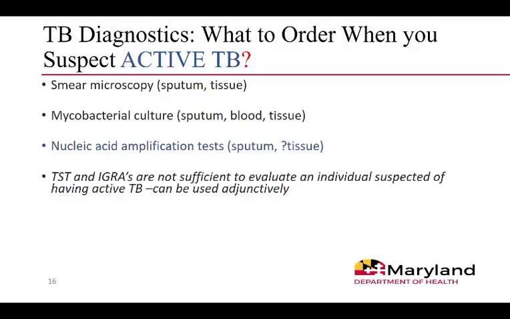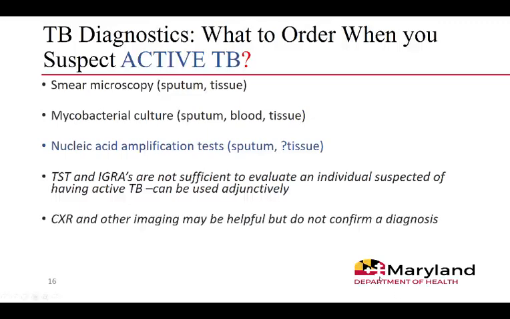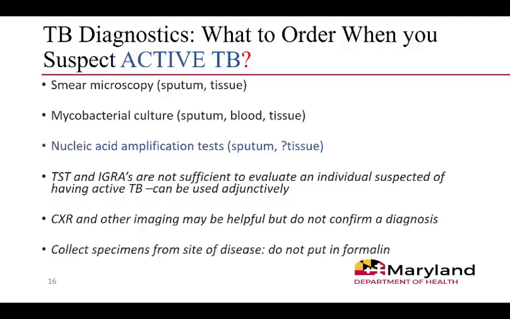Chest x-rays and other imaging can also sometimes be helpful to point clinicians towards a diagnosis of TB, though they are not confirmatory. When collecting samples from various sites of disease, it's important to remember to conduct microbiological testing before such samples or tissue samples are put into formalin or other forms of preservatives, which will compromise the viability of the organism and compromise the ability to recover the organism in mycobacterial culture.